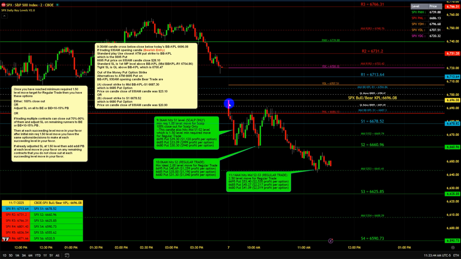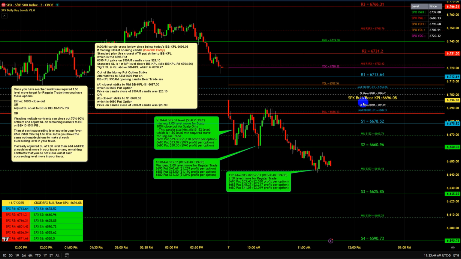Conversely, if this had opened down here and crossed above and closed above, or if it had opened above, stayed above, and closed above, the main point being closed above, then the opening candle trade, if you would take that trade, is a bullish trade. In this case, it is a bearish trade. Now, what are the options that we utilize on this bearish trade from the bull bear key price level? That is 66.9608.